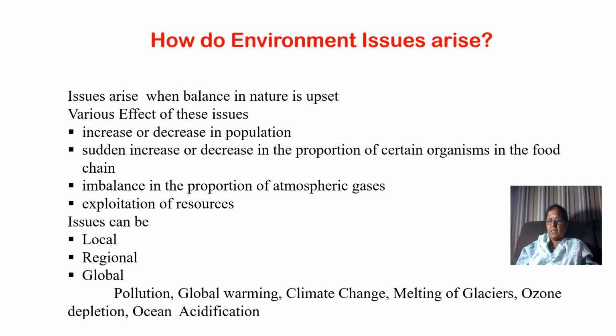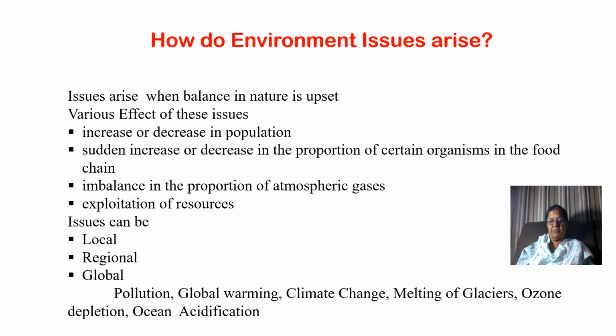And the various effects of these issues: what will happen because of them? There will be a decrease or increase in certain populations. And there may sometimes be a sudden increase or decrease of certain kinds of organisms in the food chain. We know that the food chain is a long chain, eating and being eaten. The organisms occupy various levels in the food chain. And suppose something happens to the climate or to the food availability, what will happen? Certain organisms will increase in number at the expense of the other organisms. So this will cause a disturbance in the food chain and eventually in the food web, leading to a certain harmful effect, disruption of the ecosystem sometimes.